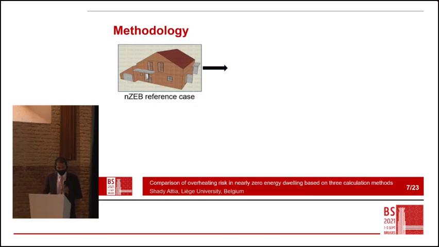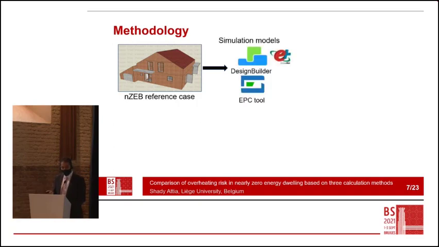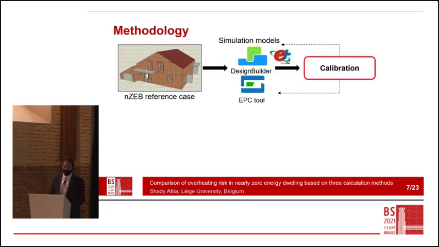How did we work on this case? We had the reference case, as I mentioned earlier, we had a monitoring of 5 years. This monitoring allowed us to build up our model, and we started to model the building in the EPC tool, which is the regulatory tool that we use for getting permits in Belgium, and at the same time in the Design Builder EnergyPlus interface. Then we went through the calibration process based on the ASHRAE Guideline 14.